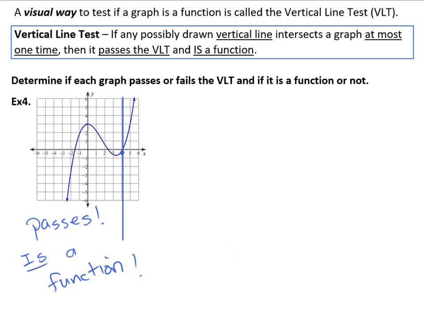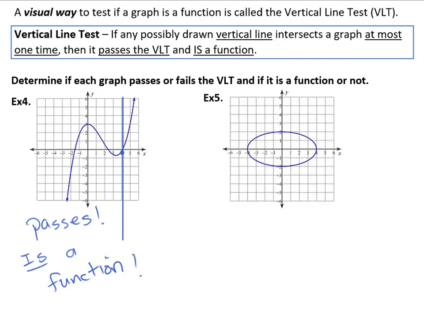Okay, let's look at a second example here. Okay, so here's our second example. Again, if we were to try to draw in some form of a vertical line somewhere, so you can pick anywhere you'd like, but if we were going to draw in that vertical line, is it possible to have it intersect our graph more than once? And hopefully you can tell on this ellipse or oval here that yes, that vertical line is intersecting twice.